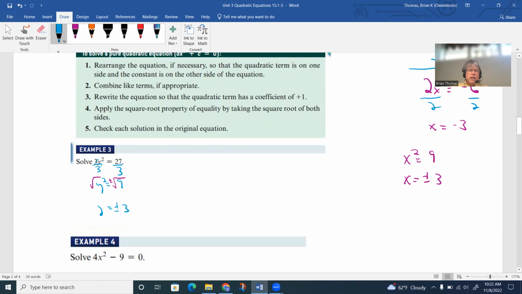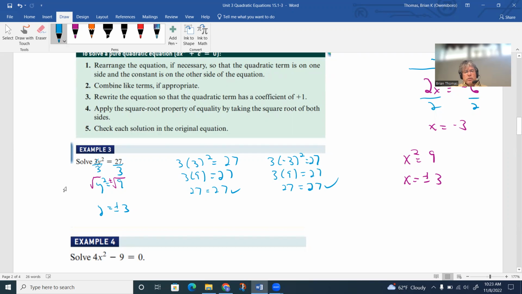Again, if I want to check it, I can. 3 times 3 squared, does that equal 27? 3 times 9, does that equal 27? Yeah, 27 does equal 27. That does check. If I check it with a negative 3, 3 times negative 3 squared equals 27. That would be 3 times 9 again equals 27 because a negative times a negative is a positive. 27 does equal 27, so it does check out. So both those numbers do work. So there are actually two solutions to this equation.